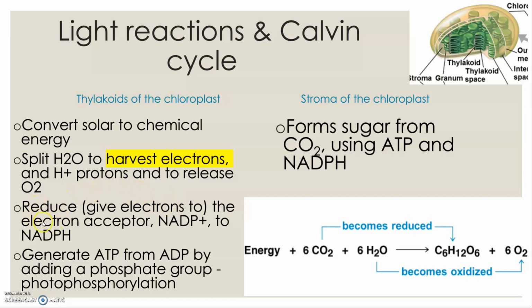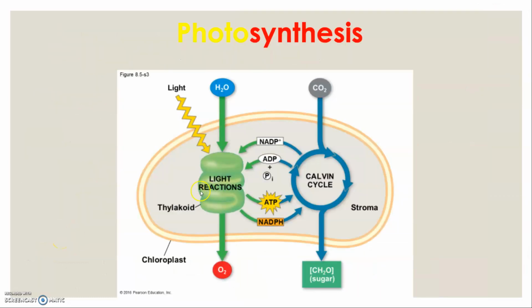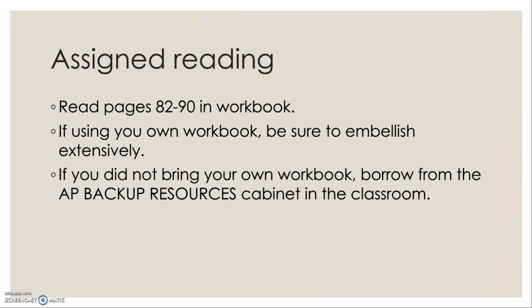Let's look at this third bullet right here. It says in the light reactions, reduce, which means give electrons to. They reduce the electron acceptor NADP plus to NADPH. In the light reactions, NADP plus is transformed to NADPH. The proper term for it is reduced, because reduced refers to gaining of electrons.